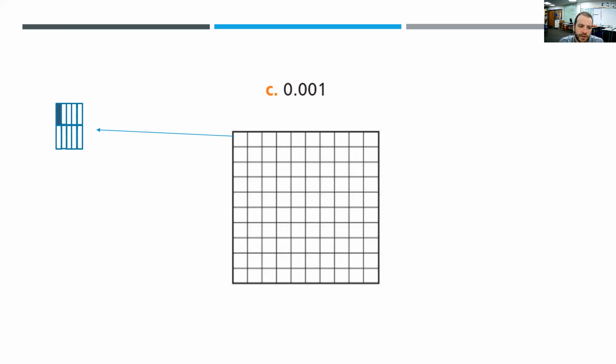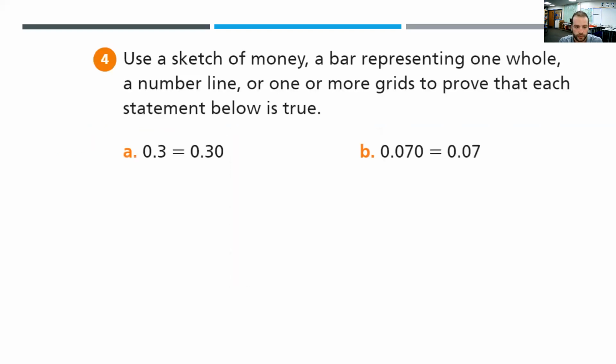All right. So today, I didn't do this one here. It says use a sketch of money, a bar representing a whole, a number line, anything to show the statement is true. So if I did do this, you could show that on the left here is 3 dimes, because it's 3/10 of a dollar, and then on the right is 30 pennies. What's more, 3 dimes or 30 pennies? They're equal. Or you could draw a bar or anything else.